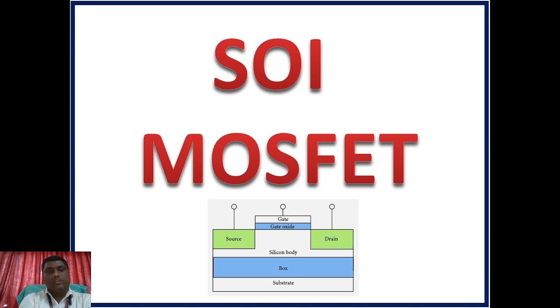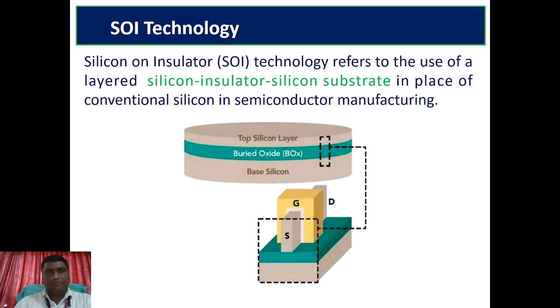So the silicon body is silicon material, and we are placing the silicon material on the BOX. BOX is a kind of insulator, so that's why we call this a silicon on insulator MOSFET. This is a kind of technology which uses a layered silicon-insulator-silicon substrate in place of conventional silicon in semiconductor manufacturing.